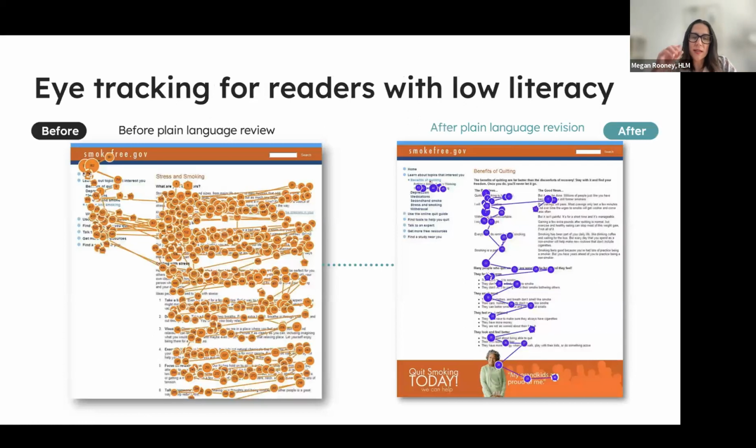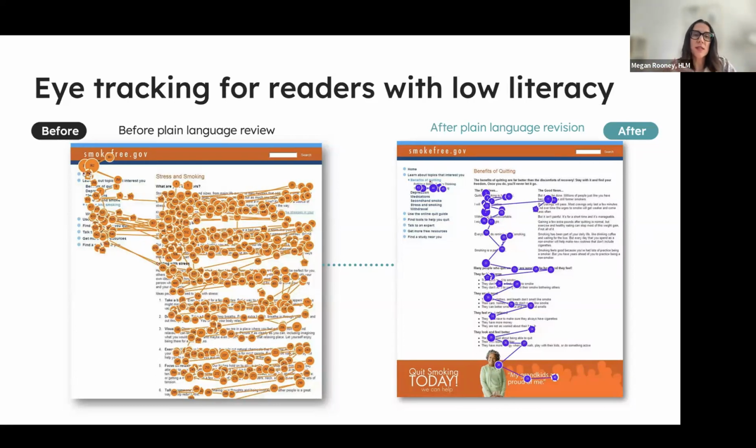So this is an eye tracking study. A person with low literacy trying to navigate the document on the left, which was content before a plain language revision. You can see that their eye moves and stops at 100 or more different places throughout the document, and it's in a very random order. So there's no kind of logical flow to their reading.